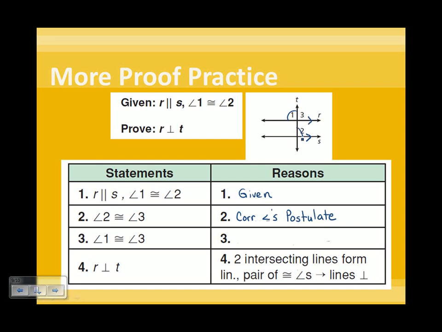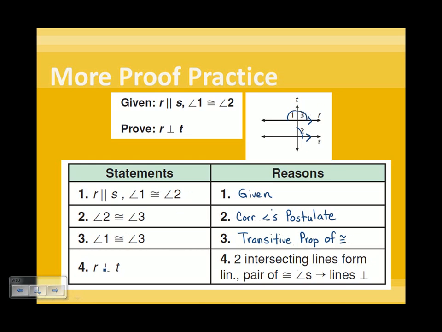1 is congruent to 3. How do we know that? Well, we know that by the transitive property. As 1 is congruent to 2 and 2 is congruent to 3, then 1 is congruent to 3 by the transitive property. So now we have 1 is congruent to 3.